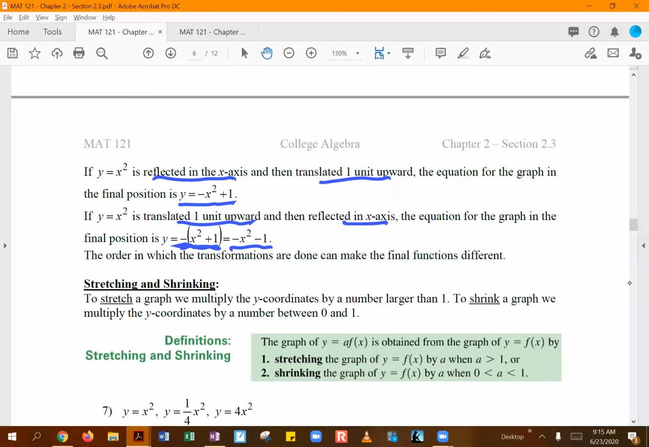So what happens is the order of your transformation, how you do it, is very important. Because as you can see, if somebody did it one way and somebody did it the other way, you're going to get two different equations, but that also means you're going to get two different graphs. So let's take a look at what each of these graphs would look like.